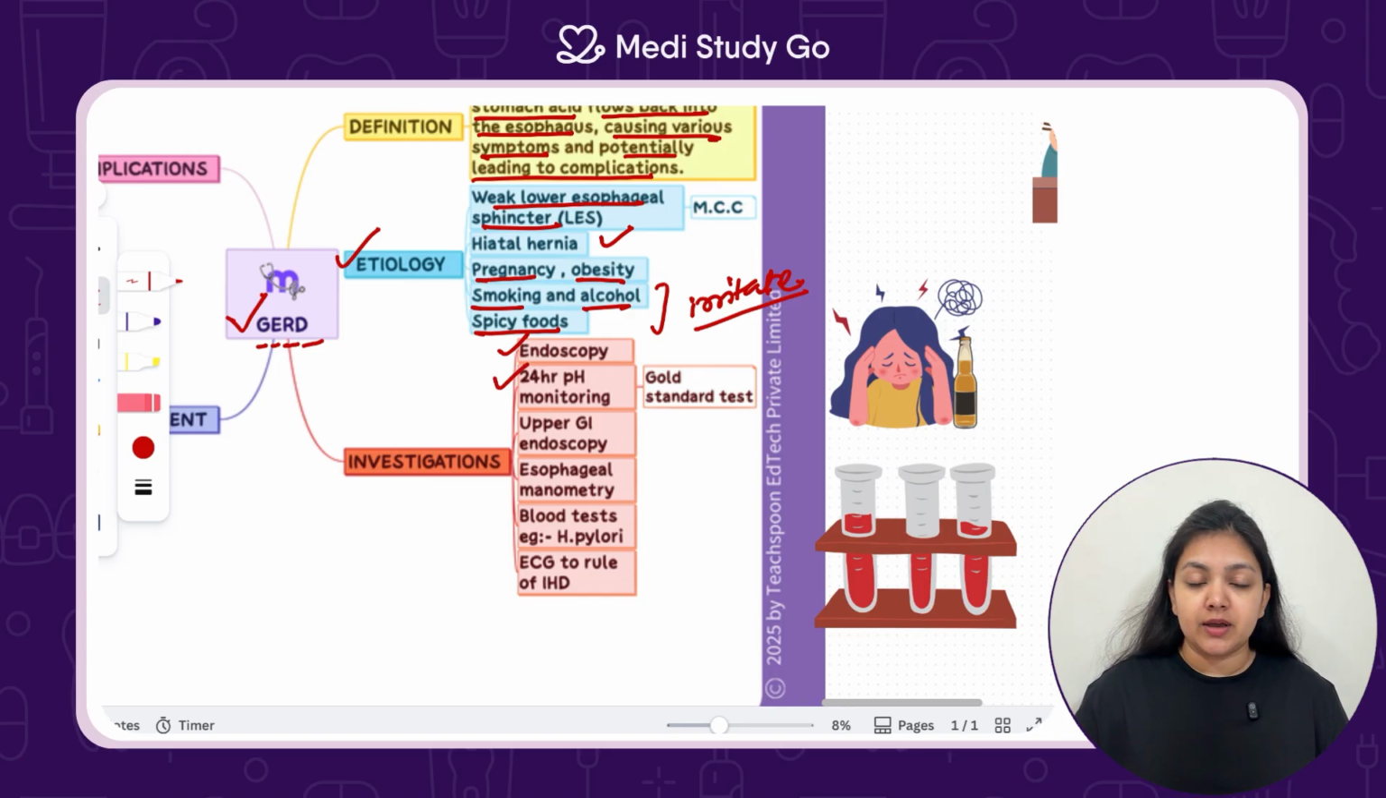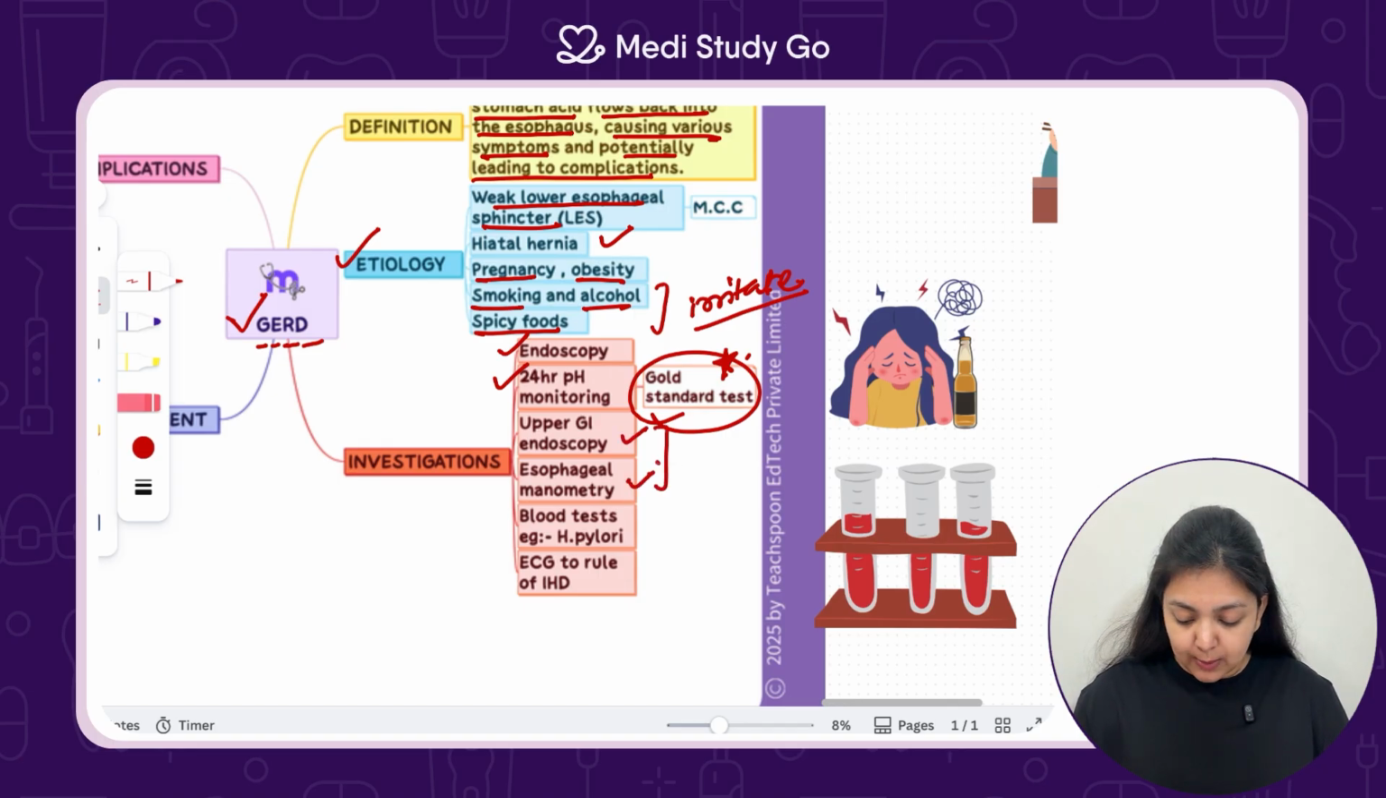We can also do 24-hour pH monitoring, wherein the pH of the gastric system is checked, and if it stays at a very low point completely throughout, that means the acidic content is high for the patient and therefore acidity is present, which can be related with GERD. So 24-hour pH monitoring is the gold standard test because that gives a confirmatory diagnosis.